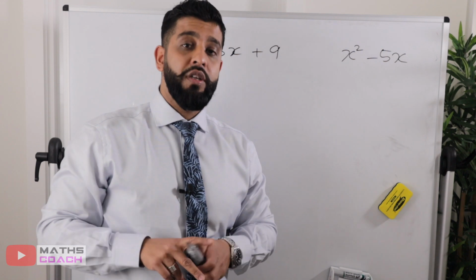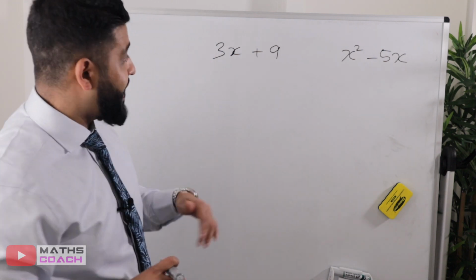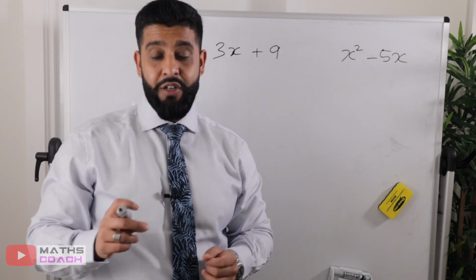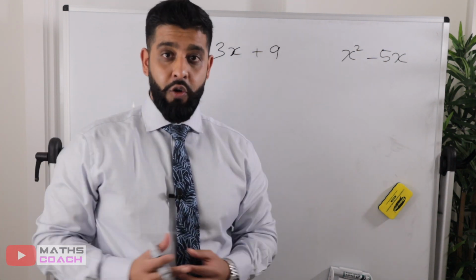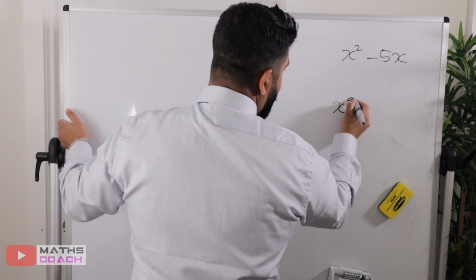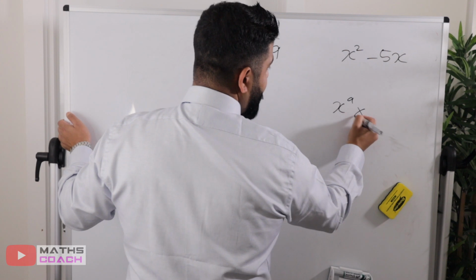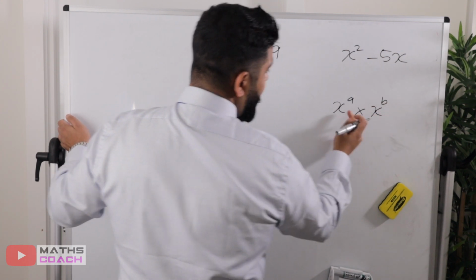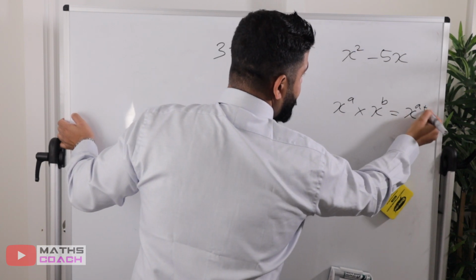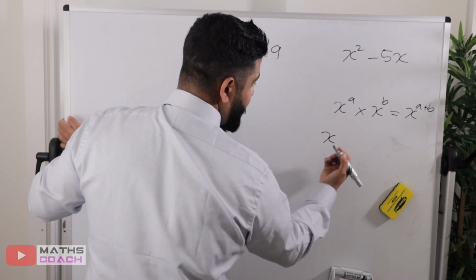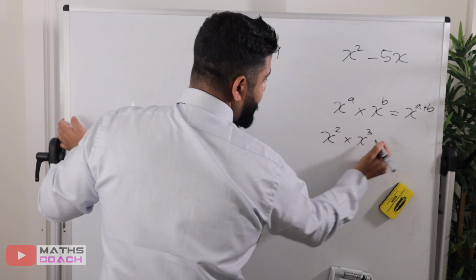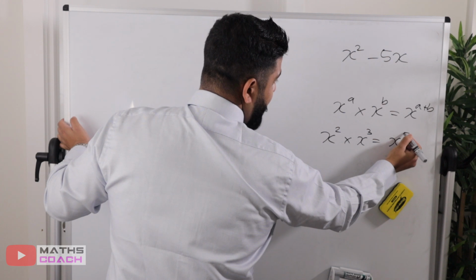Now, another thing that you need to be aware of is how to deal with powers. Okay, refer to my video that I've done on indices and you'll get an overview of that. But a quick reminder for you is when you have x to the power of a times x to the power of b, what do we do with the powers? We add the two powers. So we do a plus b. Okay, and in terms of an example, if we have x squared and x cubed, we will add the two powers, so we get x to the power of 5.